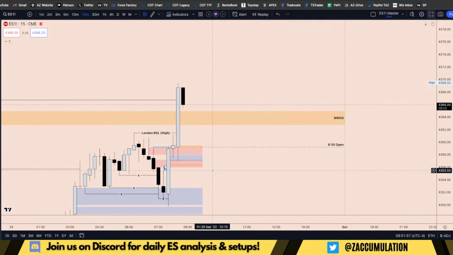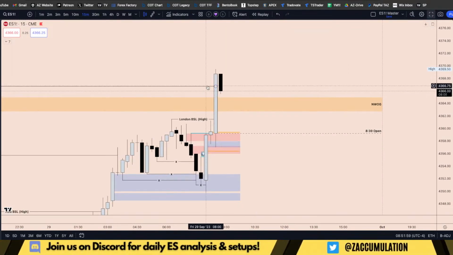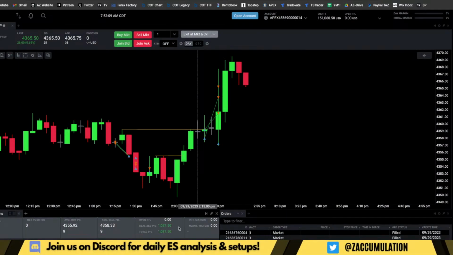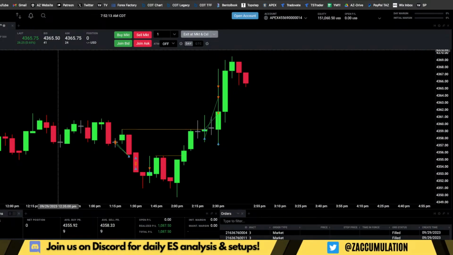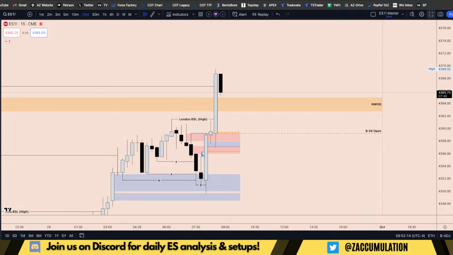Alright, so on a 15-minute time frame, what do we see? We close above the new week opening gap. Now we're starting to pull back. Not going to place a new trade. I'm going to secure the profits for today. Not really interested in that. I think 8:30 did its job.